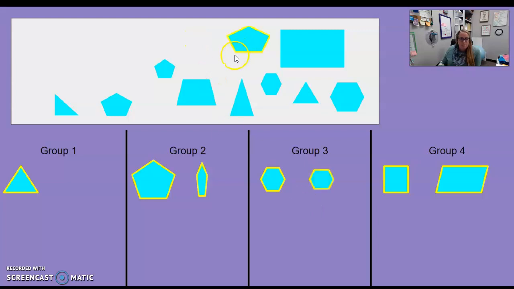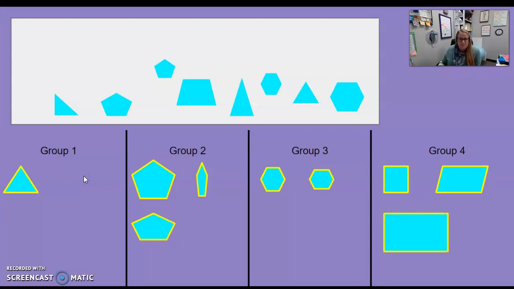All right, let's look at this one. 1, 2, 3, 4, 5. What's a 5-sided figure called? Pentagon. That's right, it's a pentagon. And it's going to go into group number 2. All right, what about this big guy? 1, 2, 3, 4 sides. A 4-sided figure is called a quadrilateral. So it's going to go in group number 1, right?